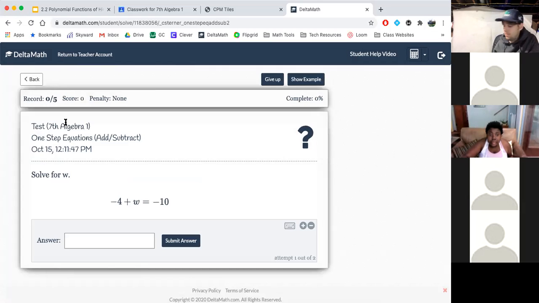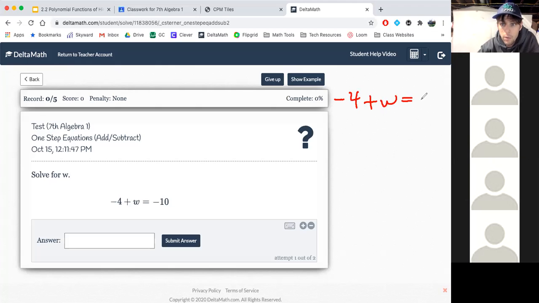All right. So we can use our expression mats if we want. The variables may not be the same for us as they are on this here. So we could use X if we wanted to. I'm going to rewrite this equation up here. We have -4 plus W equals -10. So remember, whenever we're solving an equation, what is our goal? Our goal is to get our variable all by itself. In this case, W is equal to the number, and that number is our solution.